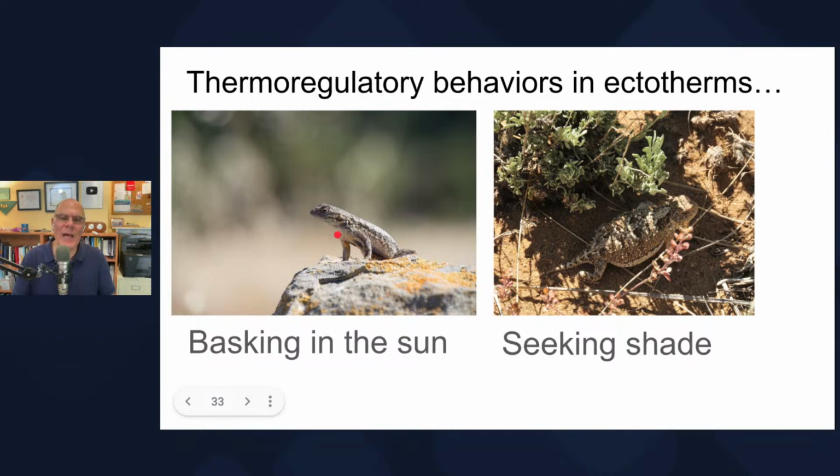Because with a raised body temperature, they'll be able to have a faster metabolism, that's faster muscle contraction, and that's more effective predation. At the same time, they don't want their body temperature to get too high. So when they get too hot, they will seek shade. So those are thermoregulatory behaviors that are seen in ectotherms.